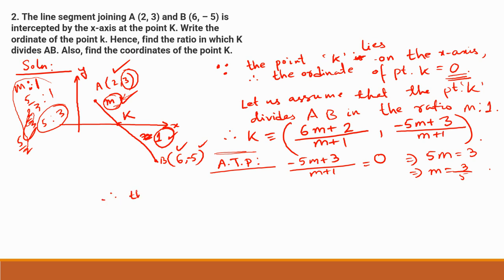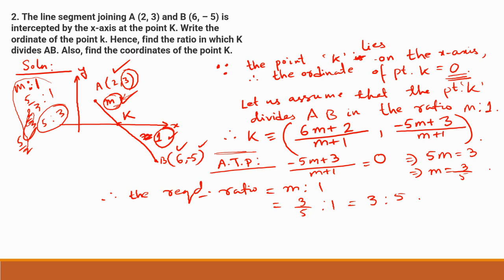Therefore, the required ratio, what is the required ratio? M is to 1, that means 3 by 5 is to 1, which is equal to 3 is to 5. This is the required ratio.